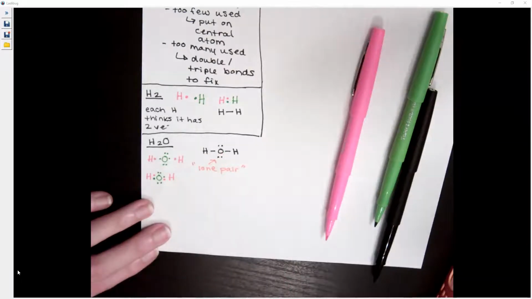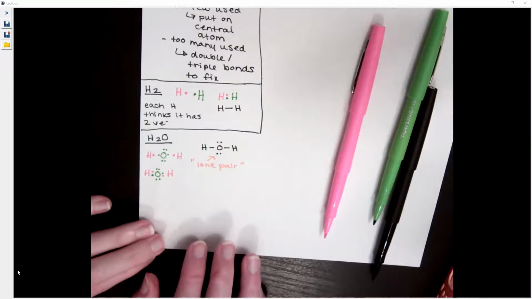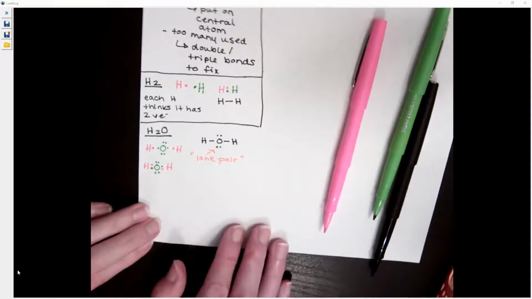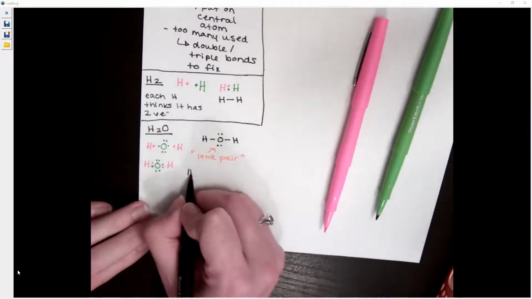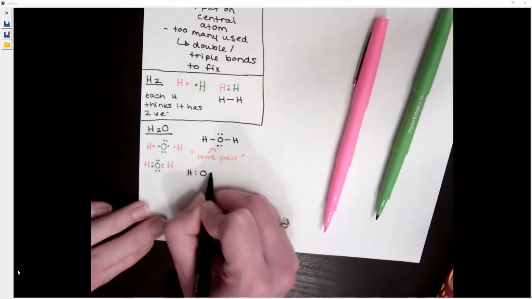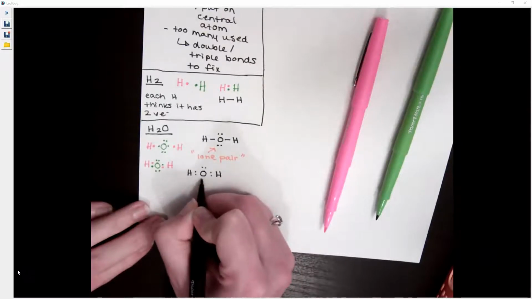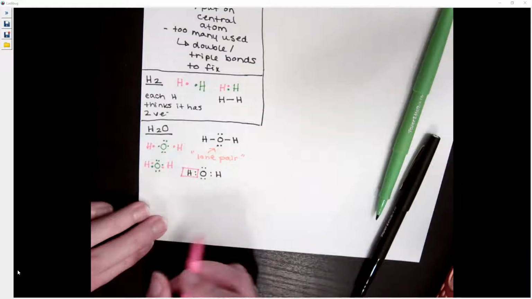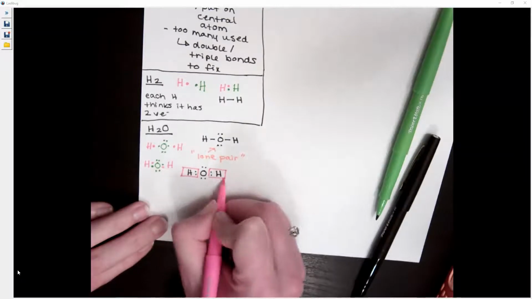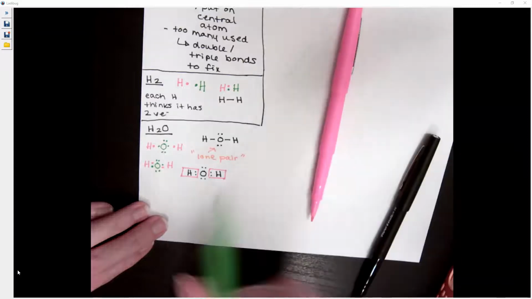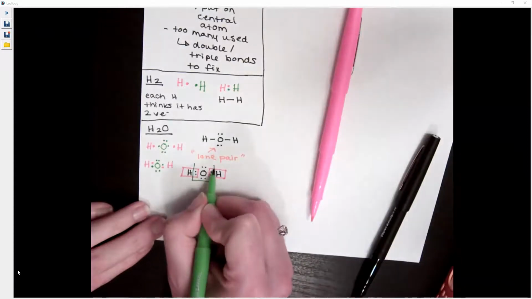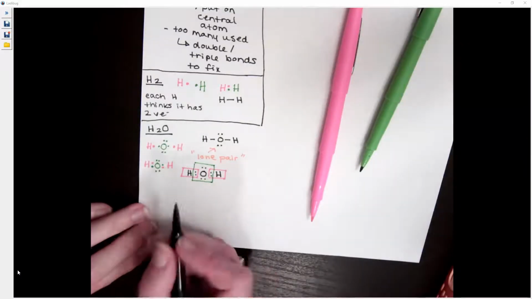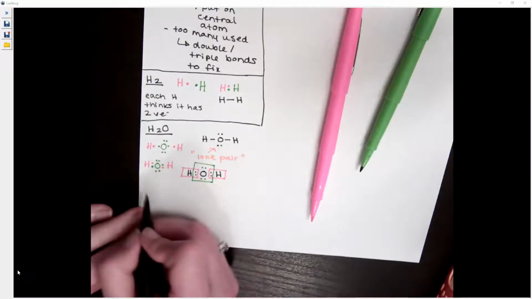Sometimes I'll ask you how many lone pairs a molecule has instead of looking at your drawing. It's one way we can turn things into a multiple choice type question. So now if I look at this, this hydrogen feels like it has 2 electrons. This one feels like it has 2 electrons. And this oxygen feels like it has 8. So they all feel satisfied with their full shells.